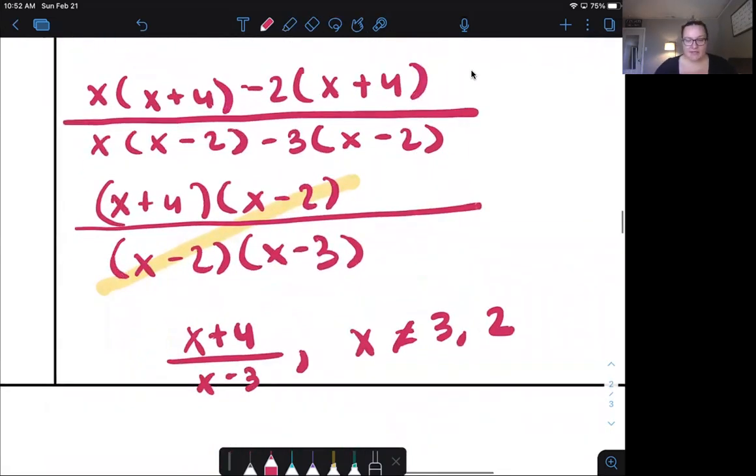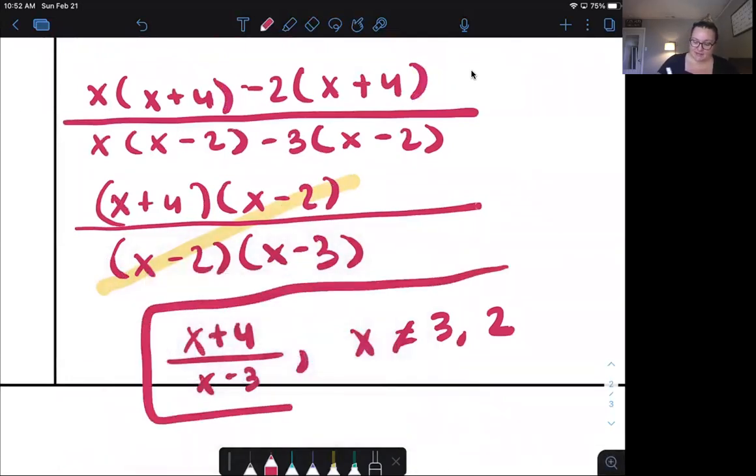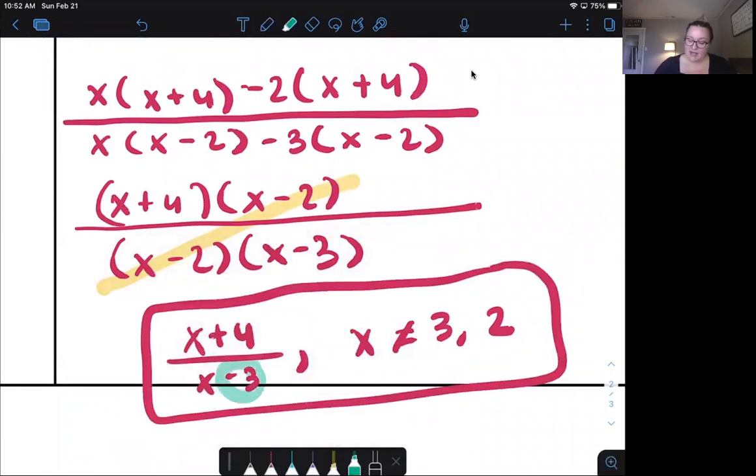x minus 2 divided by x minus 2 cancels. So we're left with x plus 4 over x minus 3 with the restrictions that x can't be 3, right? x can't be 3, and it also can't be 2 because of x minus 2 in the original expression.